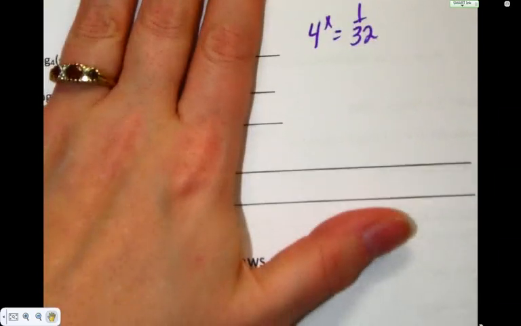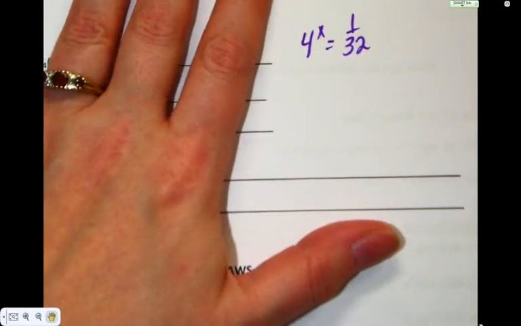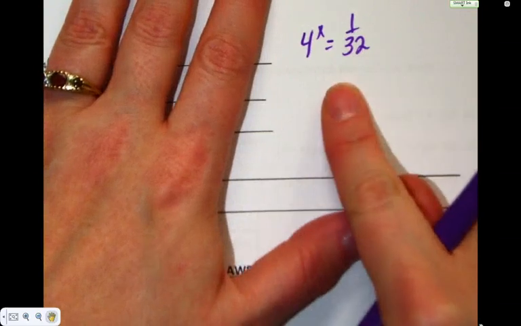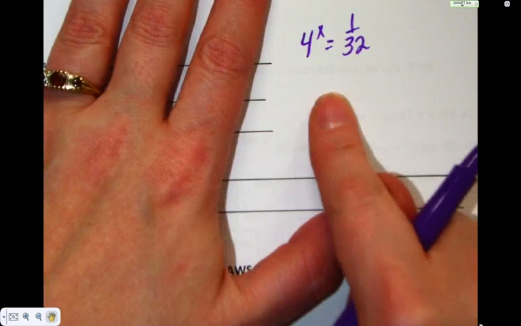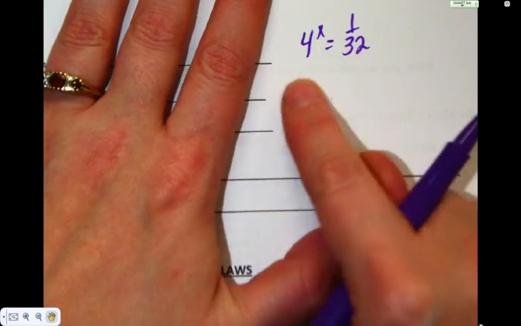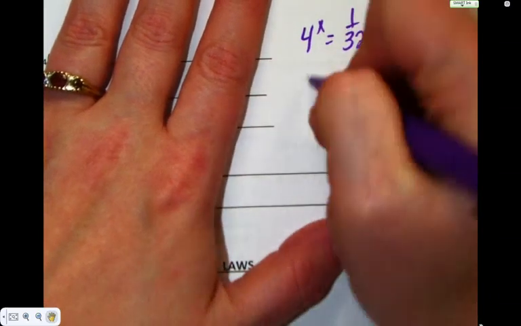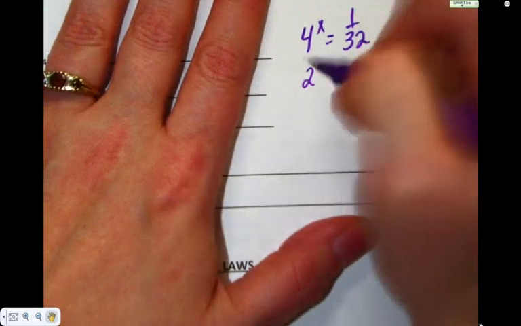Well, if I gave you nothing else, forget all this log stuff, forget everything, pretend we're in class yesterday, how would we have solved this? This is a common base question. It's exactly what we did yesterday. What can we turn 4 and 32 into? 2. So I can change this into 2 to the 2.